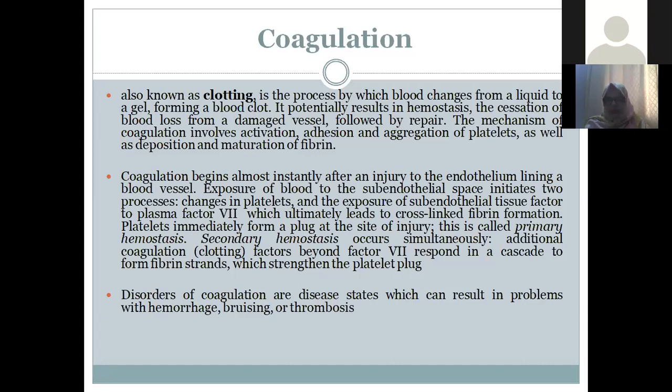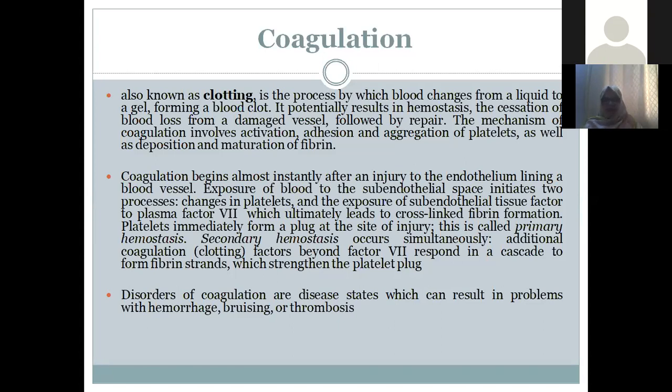ultimately leads to cross-linked fibrin formation, and platelets immediately form a plug at the site of injury. So there are two types of hemostasis, primary and secondary. Primary hemostasis is that in which there is initially a plug formation at the site of injury, and secondary hemostasis is when there is the involvement of factor 7, especially in response to the fibrin, right?